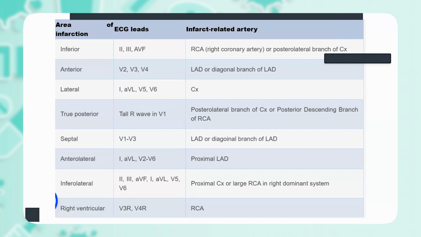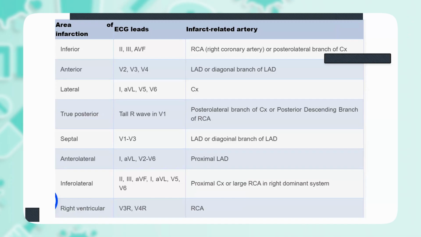So in V1, you'll have tall R waves. In V1 and V2, the ST segment will be flattened, horizontal, and the R wave will be broader in V2 as well. And how do we diagnose it further then?